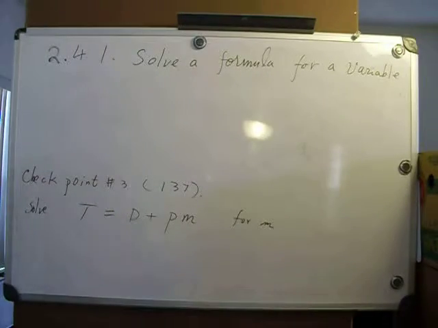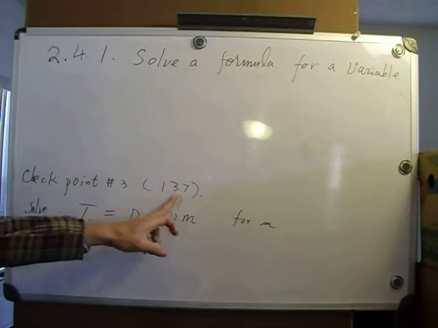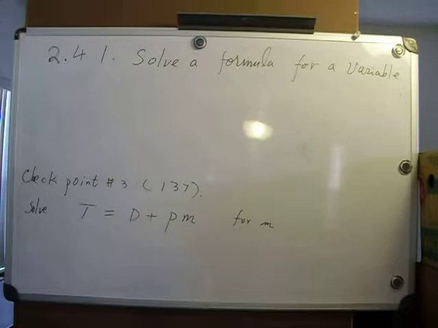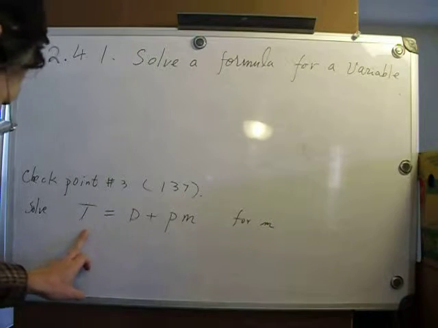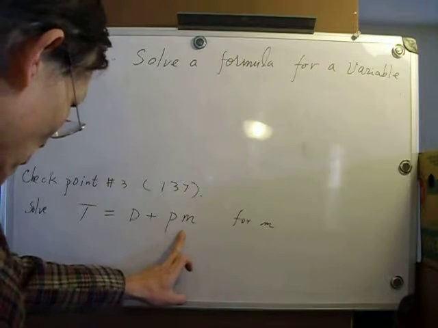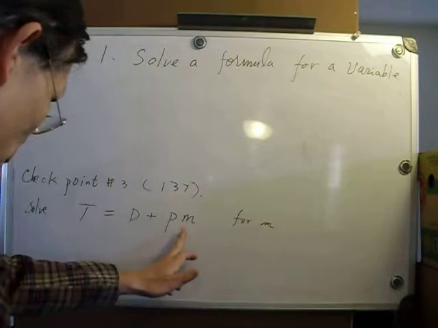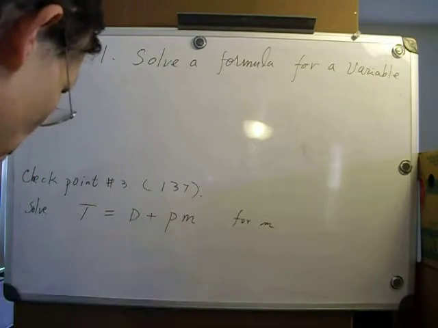These are definitely going to be on your exam and final exam also. First problem, checkpoint number 3. We want to use page number 137. The problem: solve T equals d plus mp. We have 1, 2, 3, 4 variables. We want to solve for m.